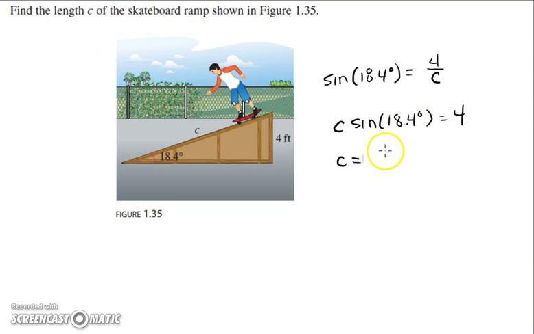So c is going to be equal to 4 divided by sine of 18.4 degrees. If you go to put this into your calculator, make sure you are in degrees mode. If you do that, you're going to find out that it's about 12.7 feet long.